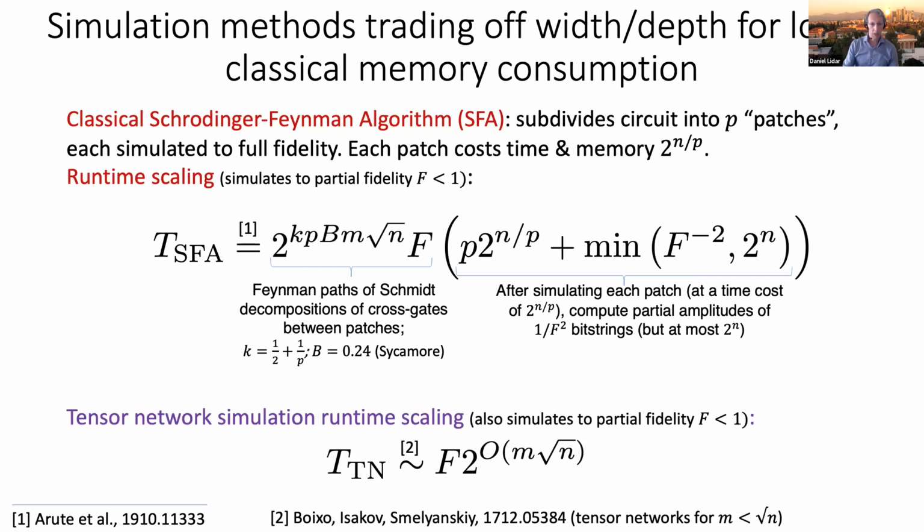And for more general tensor network algorithms, there are many variants and many different authors, and I just picked one. I apologize for leaving out many others. But they basically all scale like m, 2 to the order m times root n, just like Schrodinger Feynman. All right, so these methods are good for a trade-off between m and n, let's just say.